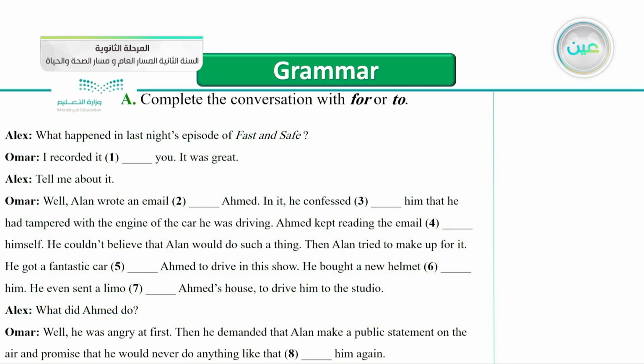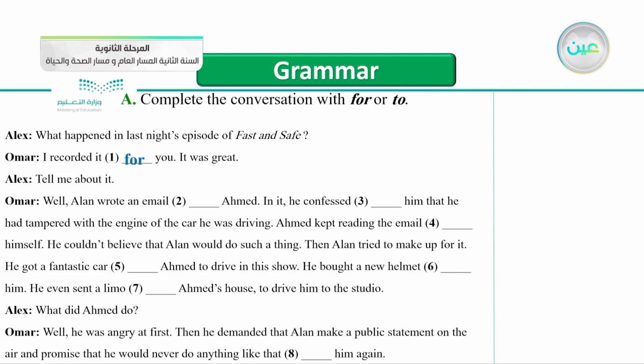Let's take some exercise here just to cement our understanding of this lesson. Complete the conversation with for and to. We have the conversation between Alex and Umar. What happened in last night's episode of Fast and Safe? I recorded it. Yes, it was great. So in these gaps, we'll put for or to. Number one, I recorded it to you or for you. For you, as a help, as a gesture.